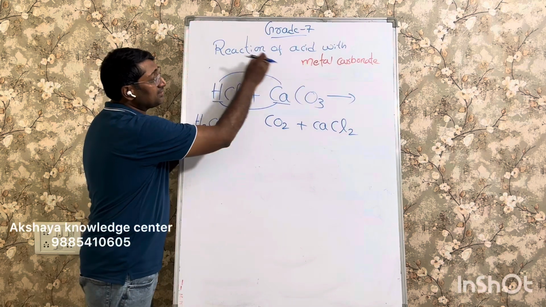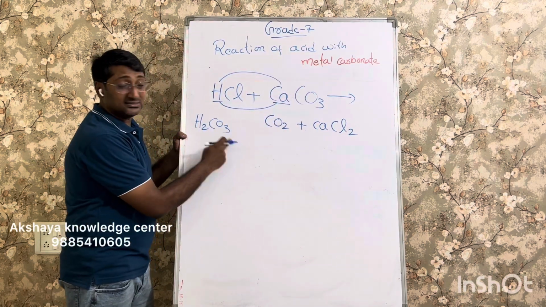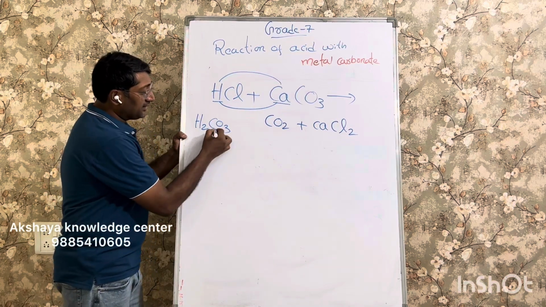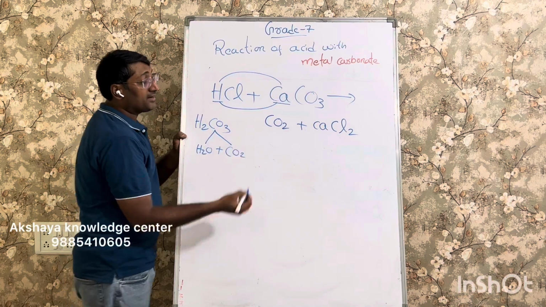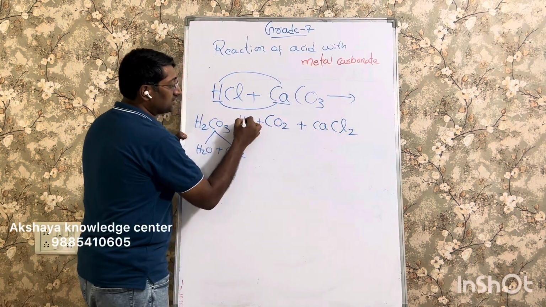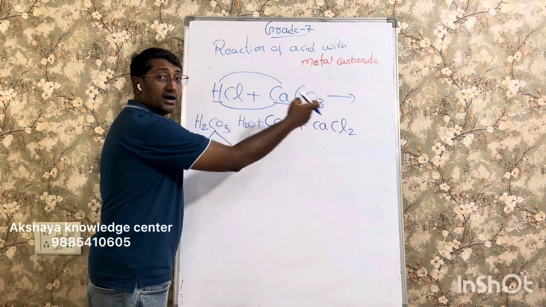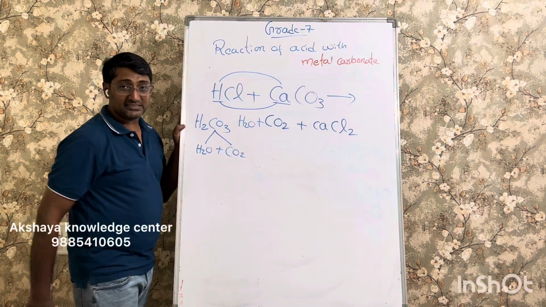When hydrogen occupies calcium's place, we get H2CO3. This is called carbonic acid. Very, very unstable. It divides into water and carbon dioxide gas. So the products in this experiment are H2O, CO2, and the last one is calcium chloride. Right, that is the entire experiment.